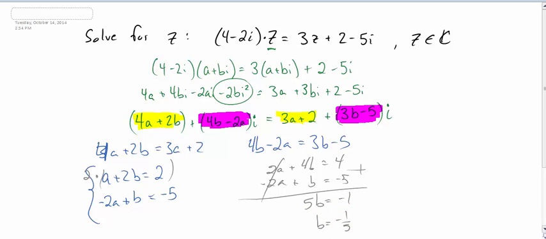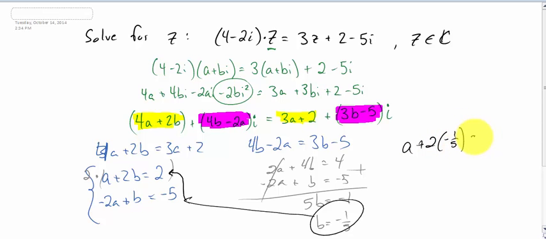Now what do we do with negative 1/5? We take that and we substitute it back into one of these other original equations. I'm actually going to go into the top one, a little bit more efficient because a is by itself. So a plus 2 times negative 1/5 equals 2. So we have a equals, if we solve this, 12/5. But wait, that's not the answer, guys. Sorry. Tough luck. We're not done, but we're almost done.